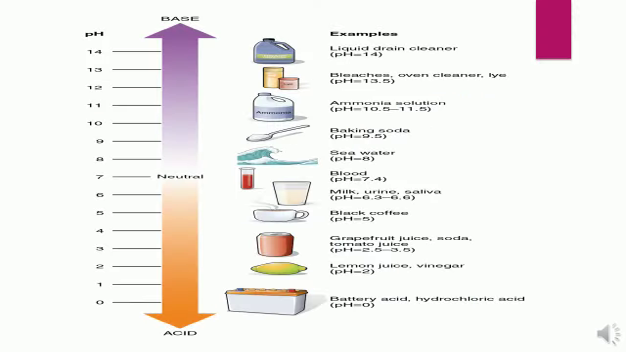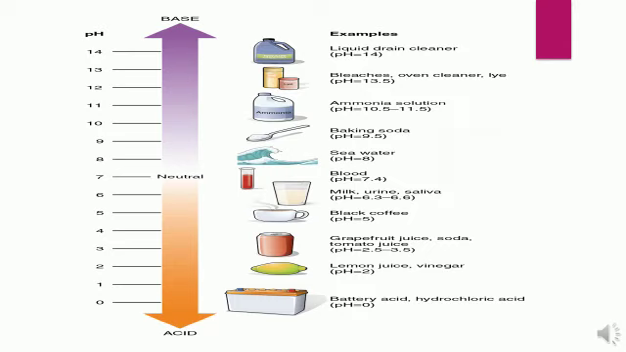Here you can see pH values along with examples. pH 14 is liquid drain cleaner, the bleaches or liquids that we use to clean, so pH will be approximately 14. Bleaches and oven cleaner will be 13.5. Ammonia solution pH is 10.5 to 11.5, and baking soda is 9.5. It is highly basic, right? And seawater is also a base, so pH will be 8.